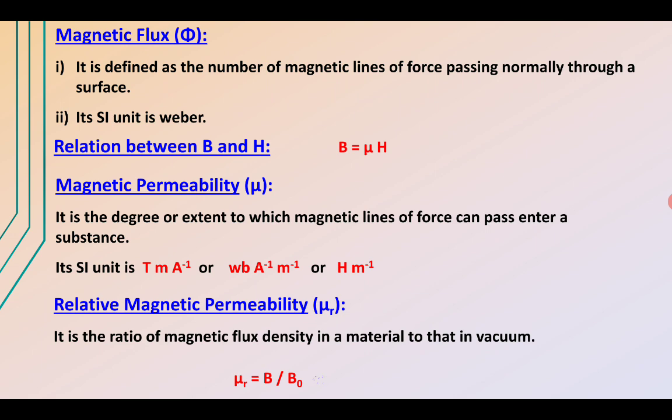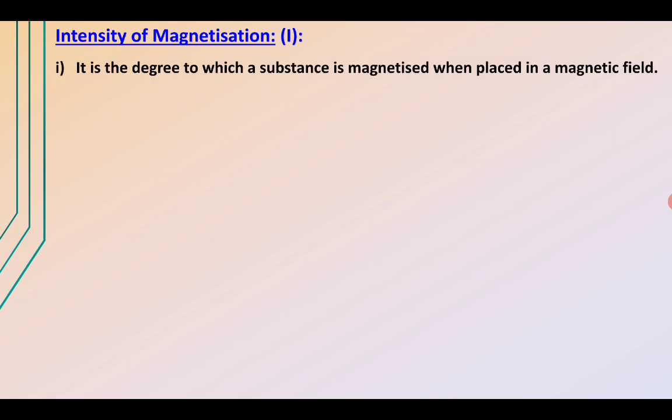Now our next term is the intensity of magnetization. What is this intensity of magnetization? When a magnetic material is placed in a magnetic field, it gets magnetized, and the magnetic moment developed per unit volume of the material when placed in a magnetic field is called intensity of magnetization, or simply the magnetization.